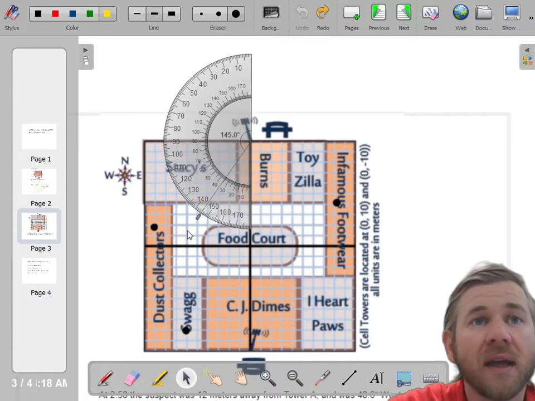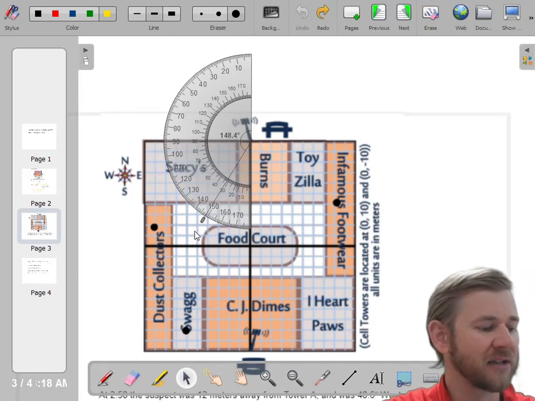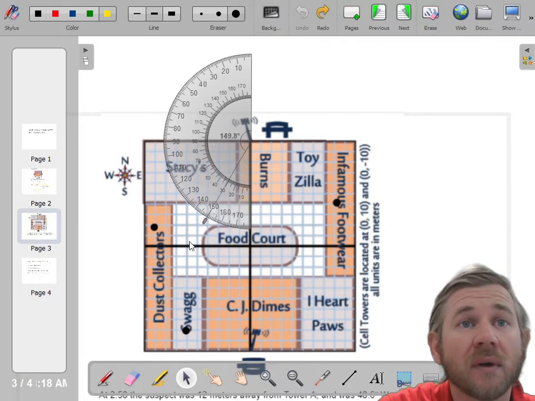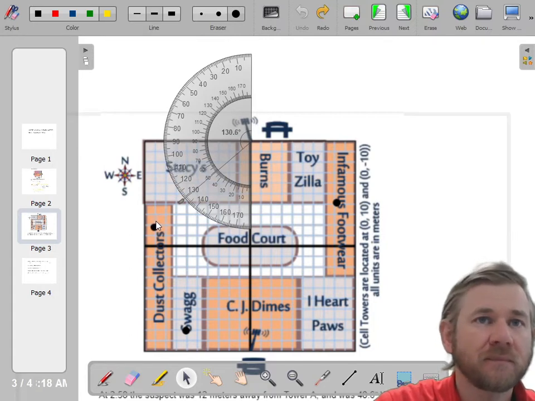Let's see. Okay, so it's kind of going the other way, so I'd have to do 180 minus 49 to use this thing. So 180 minus 49 is 131. Let's find 131. There's 130-ish. Okay, so right about there.